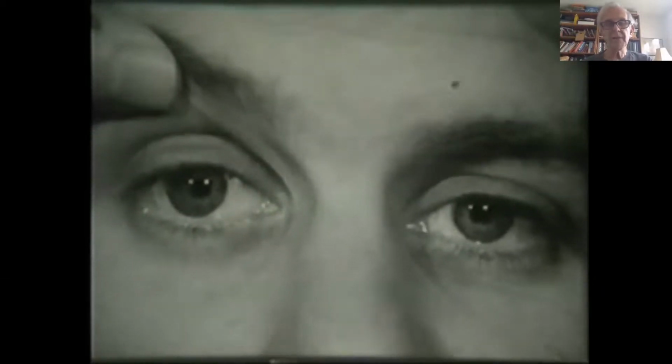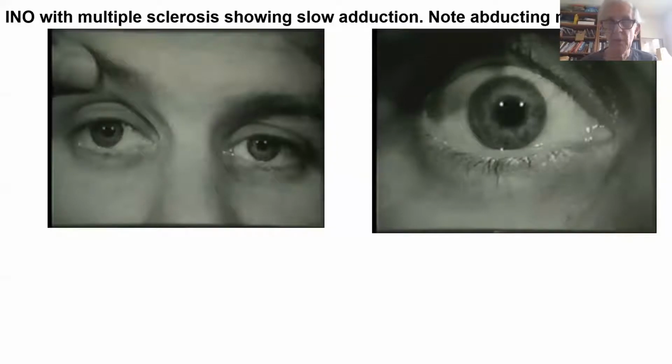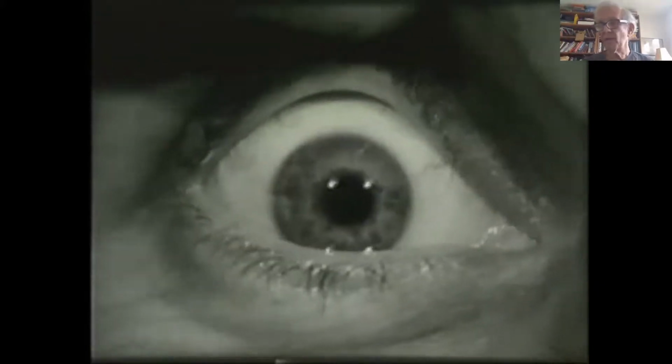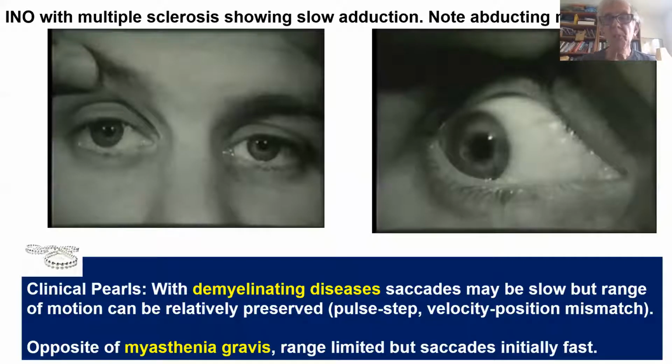and abducting nystagmus. This is a patient with multiple sclerosis. Let's look at a close-up. Abduction is fast, adduction is slowing. The classical findings, a subtle slowing of the adducting eye and a rather fast abduction. Clinical pearls. With demyelinating diseases, saccades may be slow, but the range of motion can be relatively preserved.